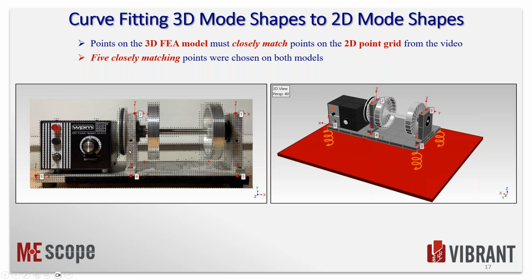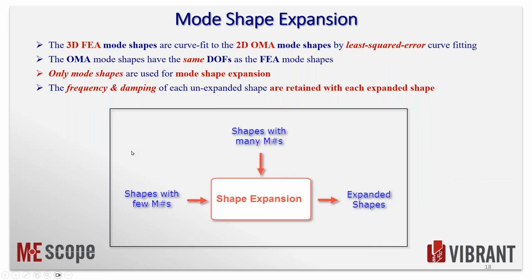And of course, the FEA model has 3D motion. This, excuse me, only has 2D motion. So that's what we're doing here. And the mode shapes are the only thing that's needed, not the frequency, not the damping, just the mode shapes to curve fit the 3D mode shapes to the 2D. Now you might say, well, that's an awfully crude FEA model. Yes, it is, but we'll get some reasonable looking results even with a crude FEA model.